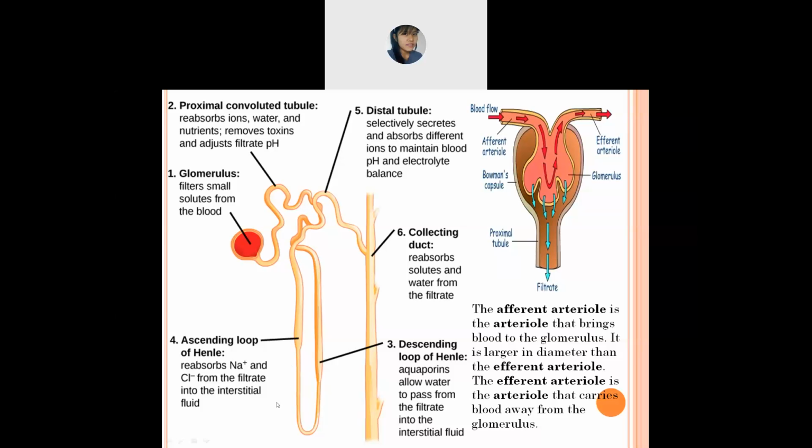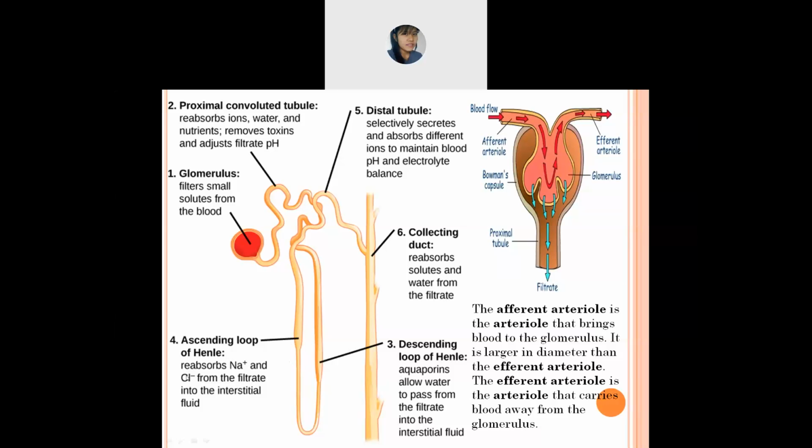But what will happen here? They won't allow water to move out. In the descending loop of Henle, they were allowing water to move out, isn't it? But in the ascending loop of Henle, what you will get? You won't find aquaporins here, because it's very salty.